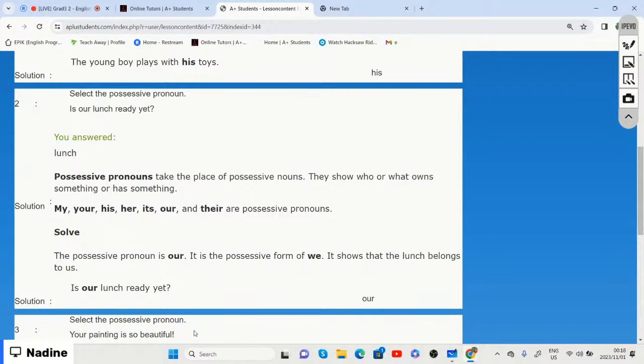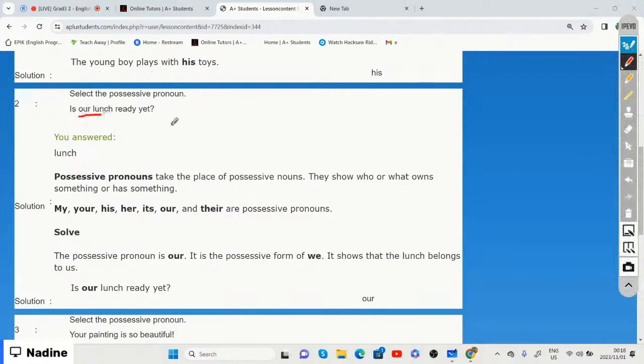If we look at this example, right, of is our lunch ready yet? The possessive pronoun over there is our. So is our lunch ready yet? It's almost like asking yourself, like, whose lunch? So our lunch ready yet?